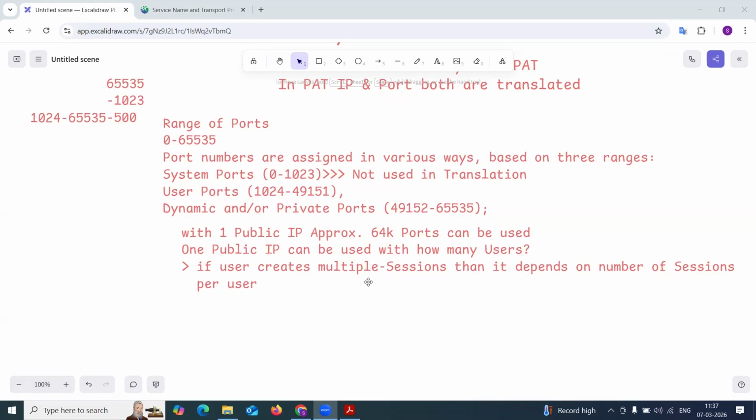So this would be a good number. Okay. So one public IP, if I have 64K available port numbers, a decent number of users that can access would be 200, 300 users. But it also depends on the type of traffic.